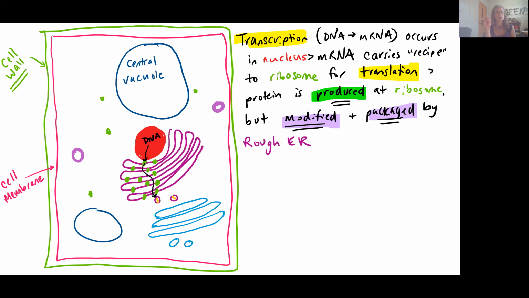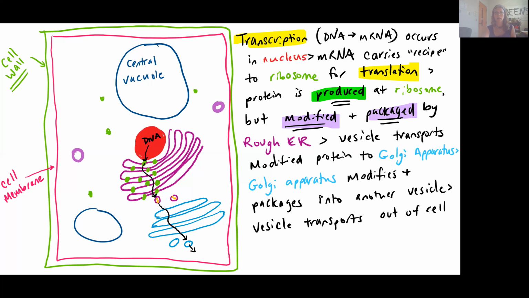That protein is made then at that green dot at the ribosome, but then it's released into the rough endoplasmic reticulum where it can be modified. So maybe carbohydrates are attached. Maybe lipid parts are attached. And as it moves through that network of rough endoplasmic reticulum, it's going to finally be packaged by the rough ER into a vesicle. That vesicle then can be transported to the Golgi apparatus, where it can be modified further, where it can be packaged into a new vesicle, where it can then be transported out of the cell. Okay, so that is our endomembrane system.